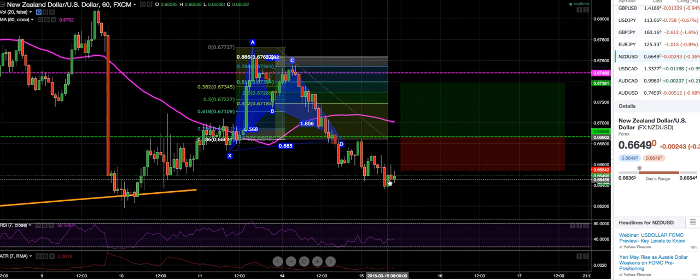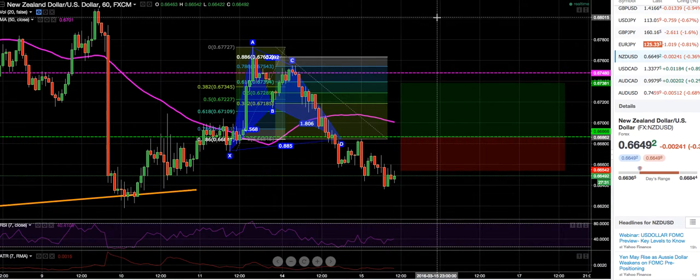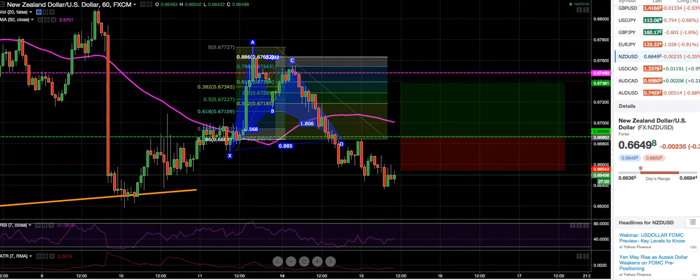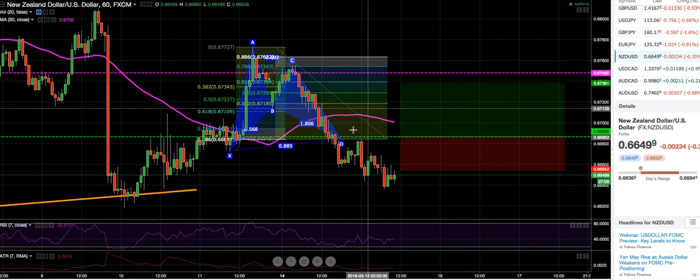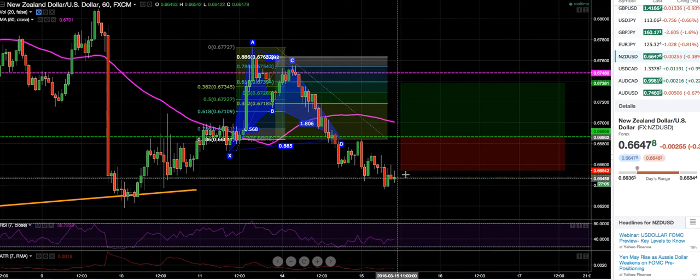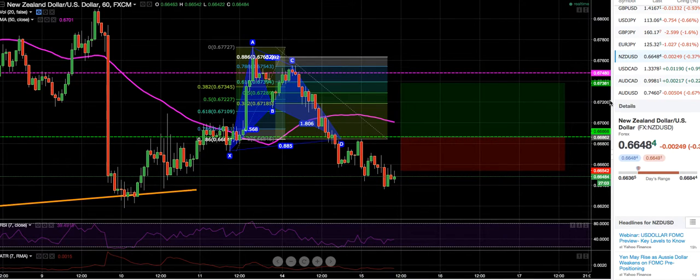So these pairs are correlating. Correlation, you can see Aussie dollar, New Zealand dollar, very strong correlation, and that's fine. I knew about that, so I was involved with the Aussie, got involved with the New Zealand, and you can say I was protecting my position, but of course I got long of this bad pattern right here and then got stopped out.